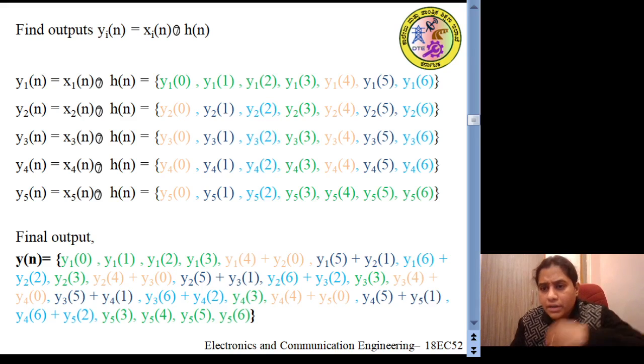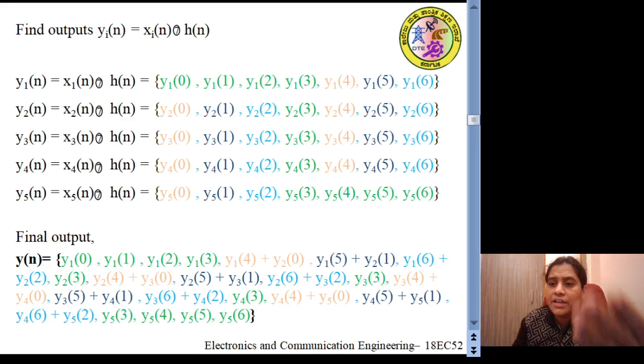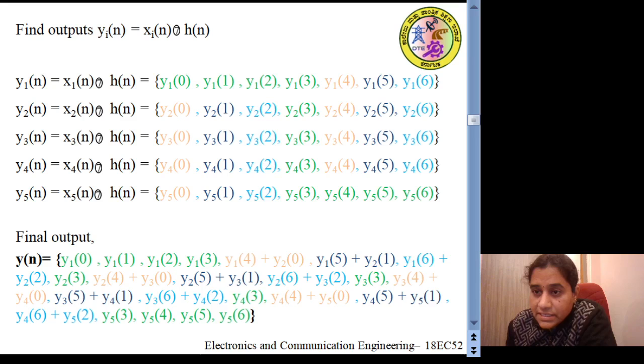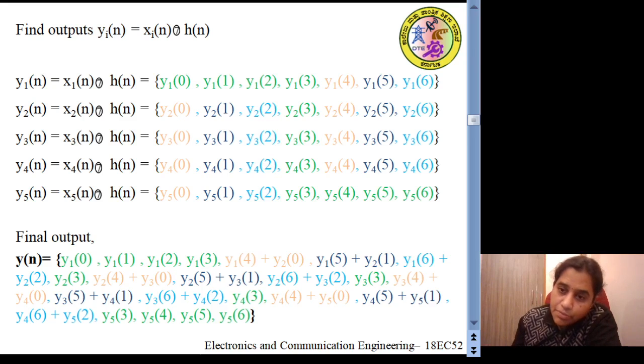But observe what we are doing. We are considering m minus 1, where the m value here is 4, so 4 minus 1 is 3. Three samples are getting added with the first 3 samples of the next block. That means the last m minus 1 samples of the first block are getting added with the first m minus 1 samples of the next block. So the saffron colored sample is getting added with the saffron colored value of the next block. The blue color sample is getting added with the blue color value of the next block. The cyan colored sample is getting added with the cyan color of the next block.